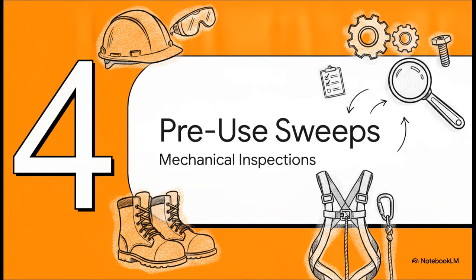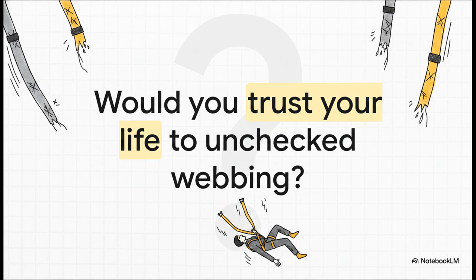Which brings us to Section 4, pre-use mechanical sweeps, the most critical moment right before you step off a stable platform. Okay, let me ask you a really direct question. Would you trust your own life to unchecked webbing? I mean, imagine stepping off a catwalk, feeling that initial drop, and then hearing a snap, all because your harness was compromised. The real-world consequences of failed gear are severe, and yeah, often fatal.